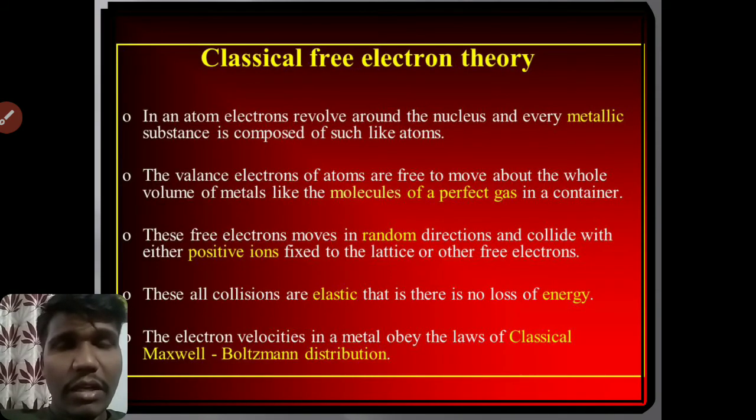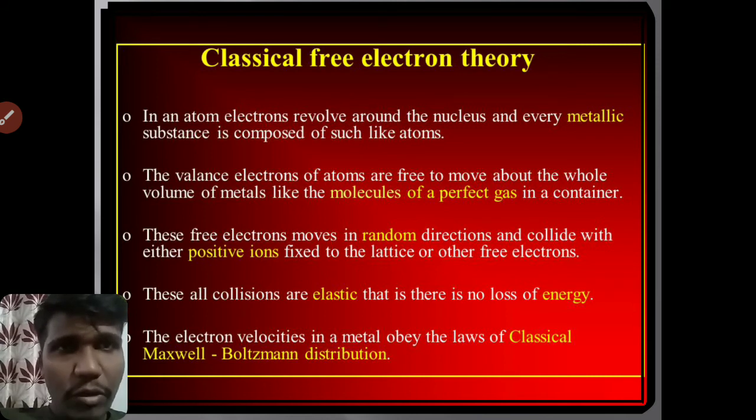And the next one, the classical free electron theory. Now Drude and Lorentz already discovered the classical theory. We have some important points to discuss about the classical free electron theory. In an atom, electrons revolve around the nucleus. We have to know that already. The electrons of atoms revolve around the nucleus, and every metallic substance is composed of such atoms.